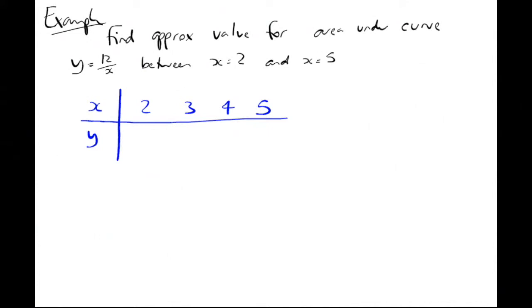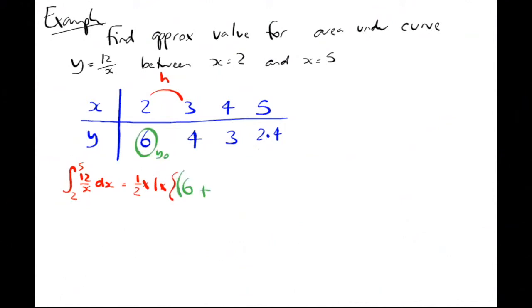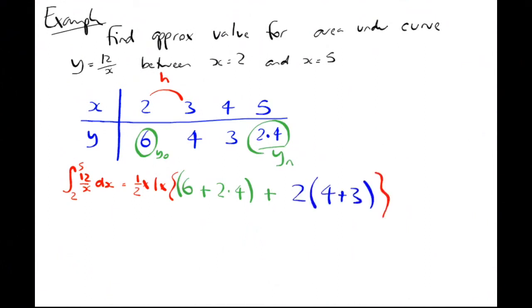I'm going to take every integer between them. So I'm going to look at the y values I'll get from my formula: 6, 4, 3, 2.4. My h is my gap between my x's, so I'm going to use h as 1. So I get half times h times y0 plus yn. So that's going to be 6 plus 2.4 plus 2 lots of everything else, 4 plus 3. So that's going to be half times 8.4 plus 14. So that's going to be 11.2.